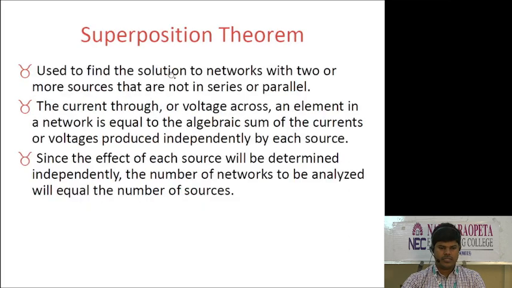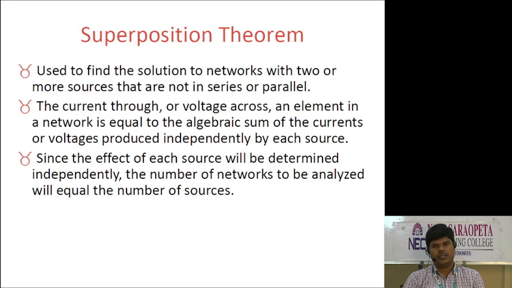This theorem is usually used to find solutions to networks with multiple sources, whether series or parallel. If n number of sources are connected, and you want to find a current or voltage across a particular element, you can easily find it by using the superposition theorem. See the statement itself: the current or voltage across any element in a network is equal to the algebraic sum of the currents or voltages produced independently by each source.